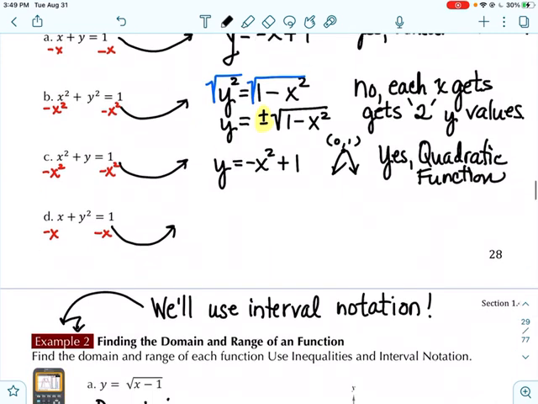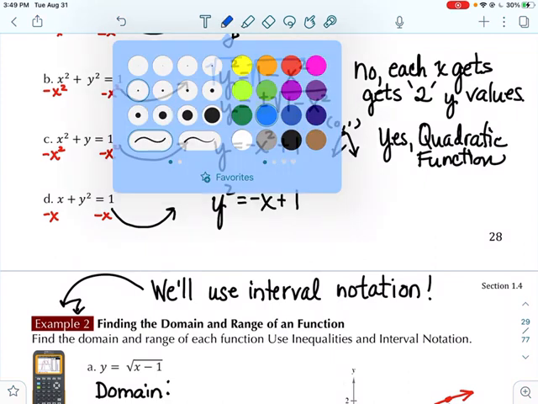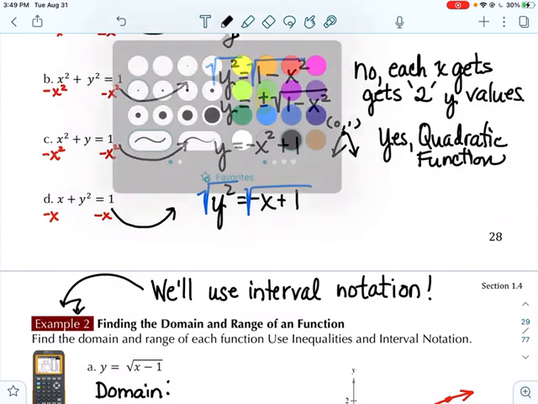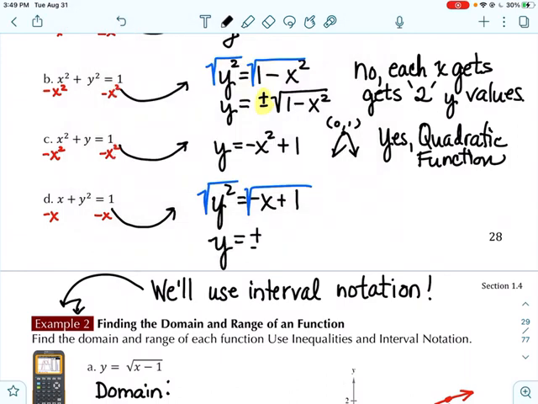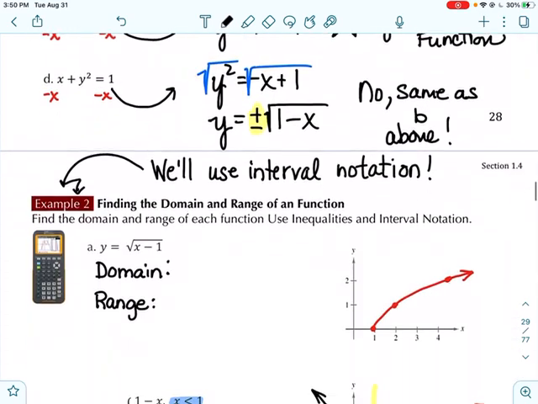Okay. And then for the last one, we have y squared is equal to negative x plus 1. And again, solving this one for y, taking the square root of both sides, we get y is equal to plus or minus the square root of negative x plus 1. So again, we have that same issue with the plus or minus when we solve for y. So this one is going to be no, and the same as b. Okay, so we have a yes, no, yes, no.